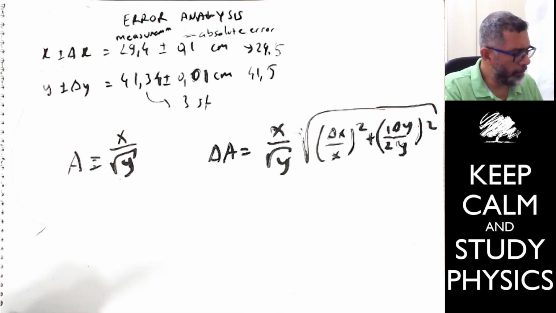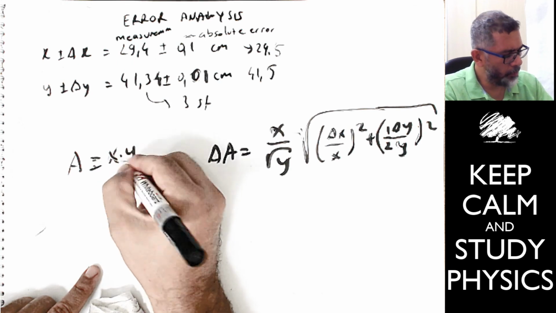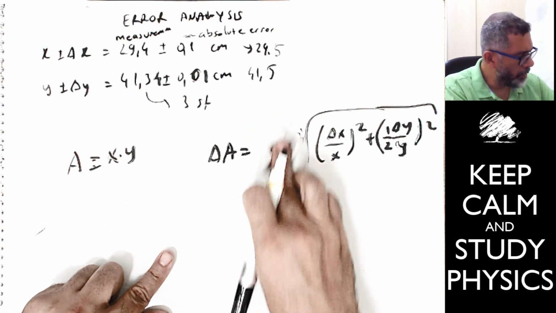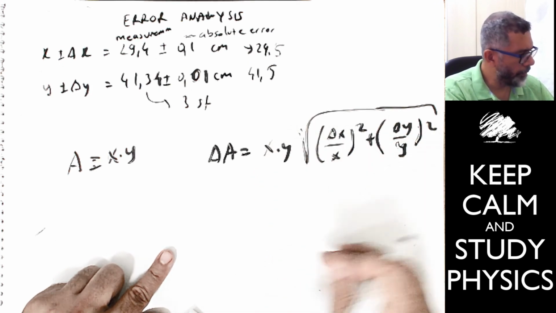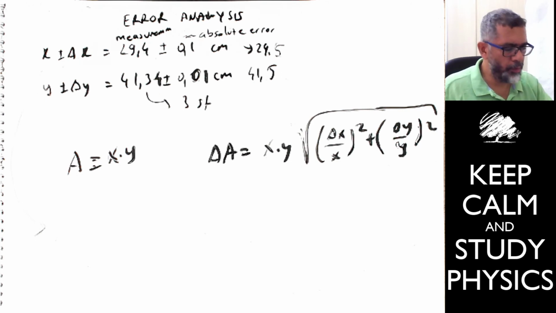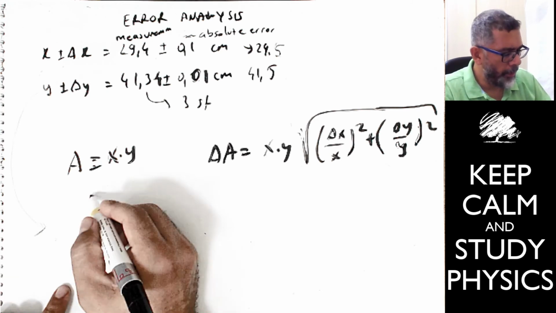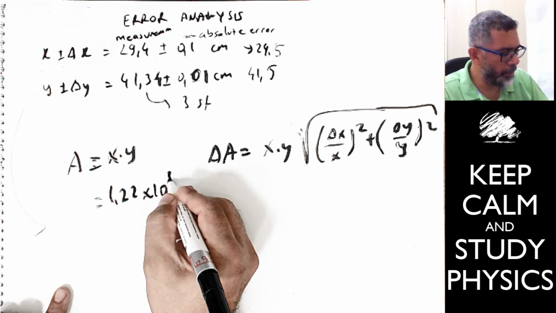So now let's come back to our original area calculation. By using these numbers, let's do our proper calculation as an example. Let's do this in the calculator. Multiply. What was the result? Okay, the result was 1.22 times 10 to the power 3.